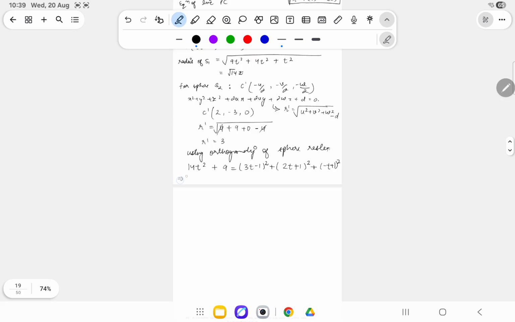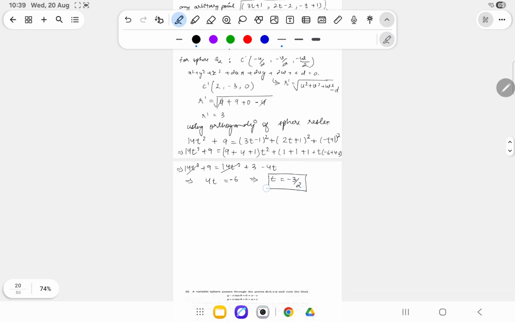So if I simplify it, I will get 14t square plus 9 equals 9 plus 4 plus 1 t square plus 1 plus 1 plus 1 plus t into minus 6 plus 4 minus 2. If I further simplify it, I'll get 14t square plus 9 equals 9 plus 10, 14t square plus 3 minus 8 minus 4t. So if I solve it, I'll get 4t equals 6 minus 6. So t equals minus 3 by 2. So I got my t as minus 3 by 2.